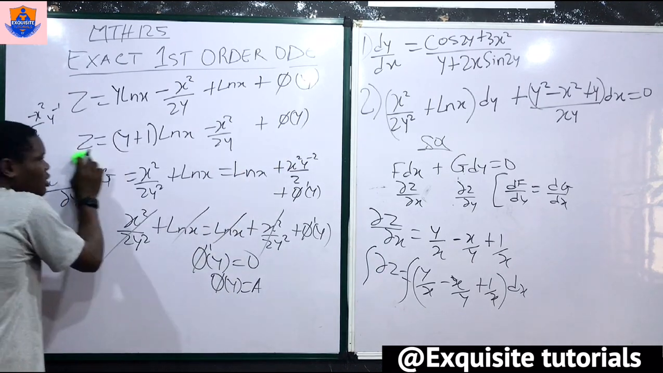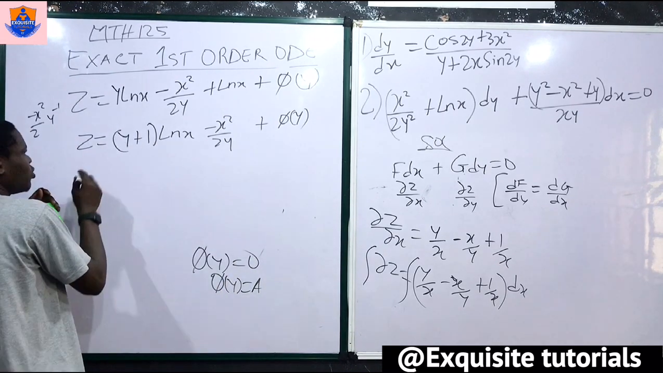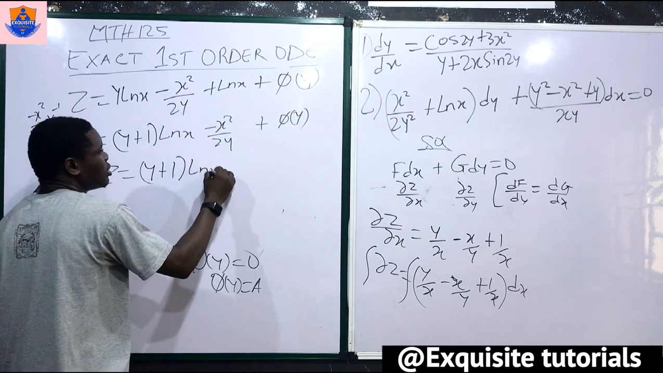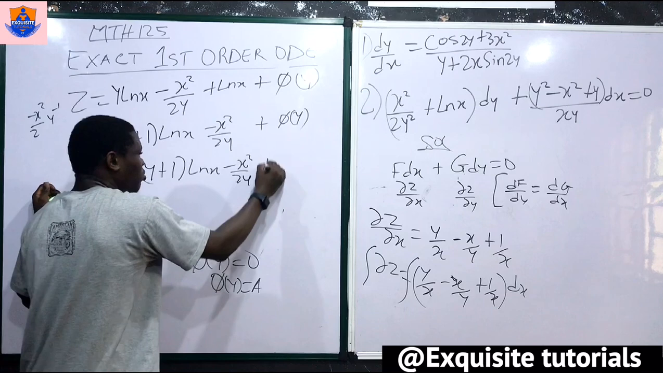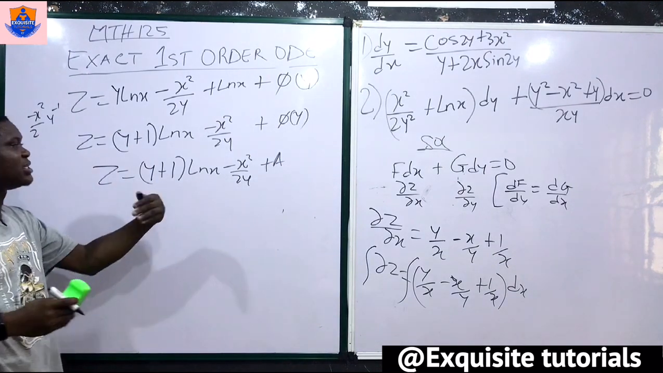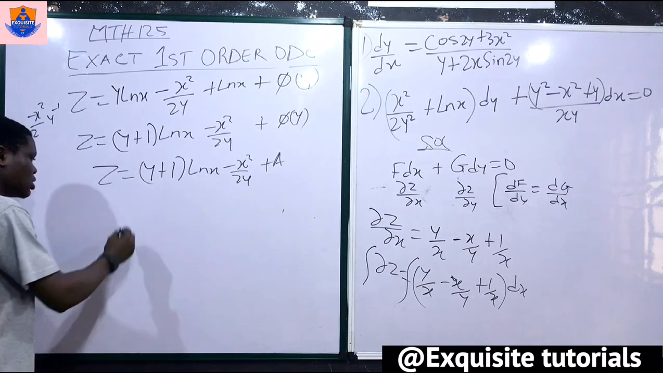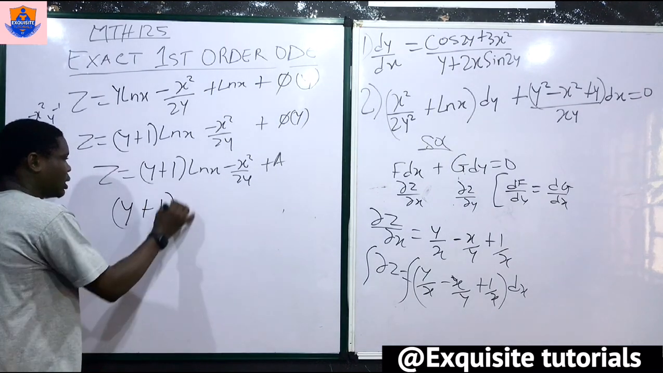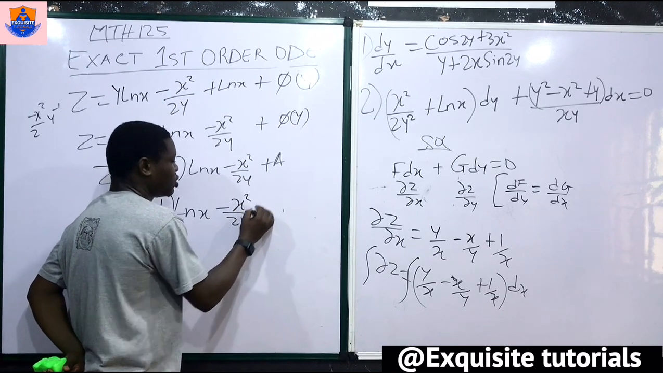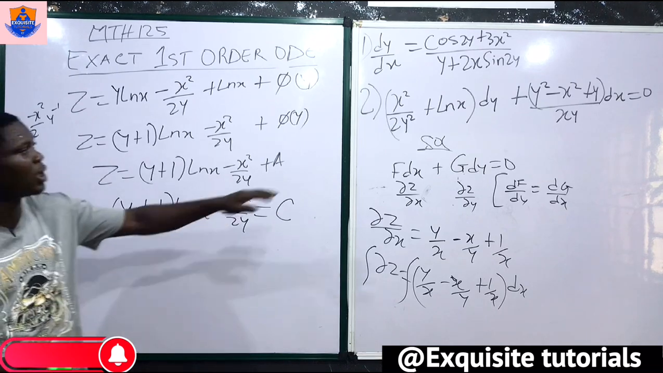So let me quickly take everything here. Our phi is a constant, so let me change it: z is equal to y plus 1 ln x minus x squared over 2y plus a certain constant. Recall that we said this z is a constant because our dz is 0. So constant minus constant is also a constant. We're left with y plus 1 ln x minus x squared over 2y equals c. So this becomes the solution to our first order differential equation.